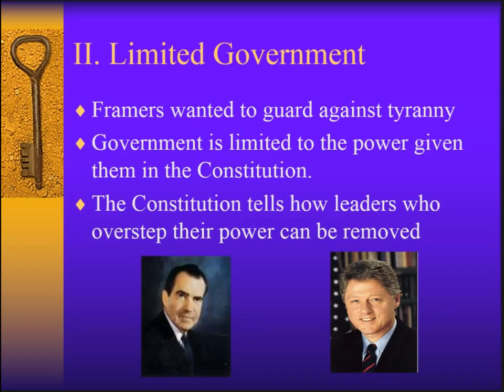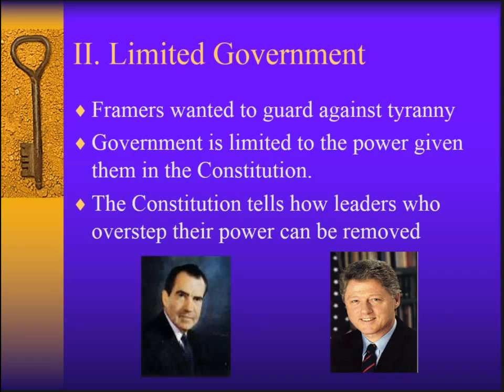Another key concept here is limited government. The framers really wanted to guard against tyranny or absolute power, and so one of the things they did was incorporate within the document very concrete limits on the powers that each branch has. For example, we've already talked about how Congress has the power to coin money. The executive branch cannot make money or change the money. Ultimately, that power comes from Congress, the legislative branch. So government is limited to the power given to it in the Constitution.